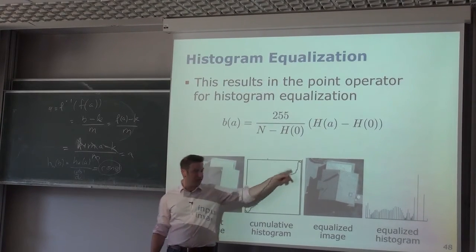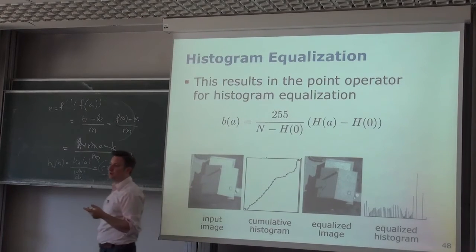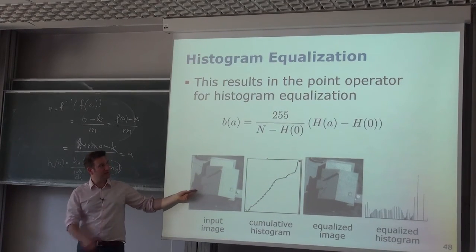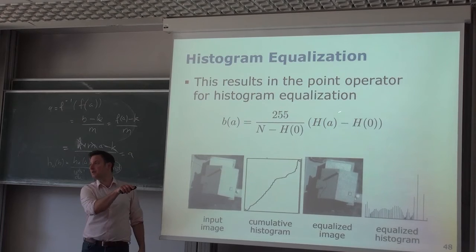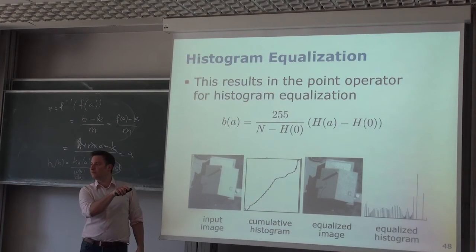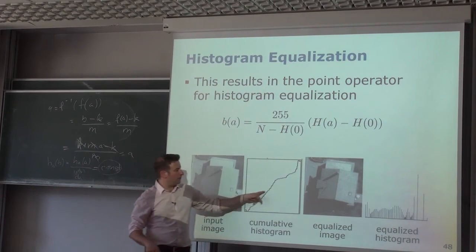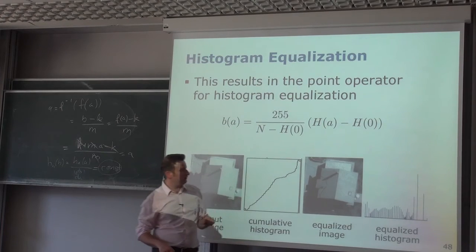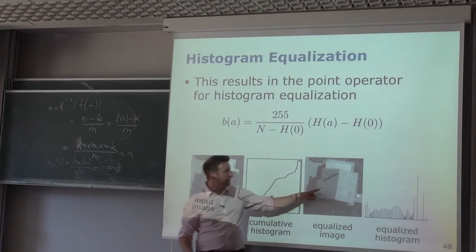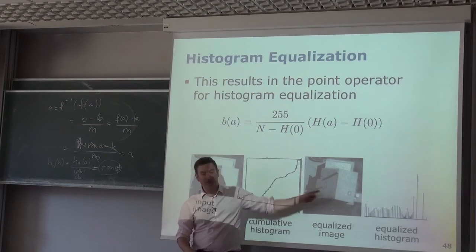And this function has this kind of weird shape because it depends on the cumulative histogram of this input image, because I have the cumulative histogram in here. And this depends on the input image. So I transform all those intensity values in this way, and then I turn this image into this image over here.